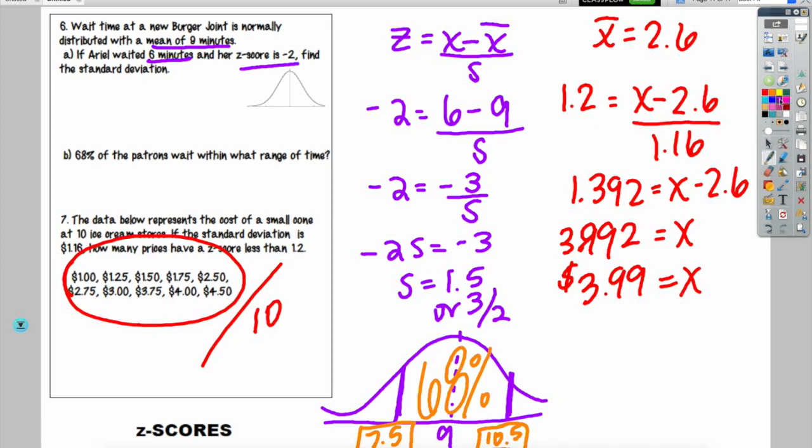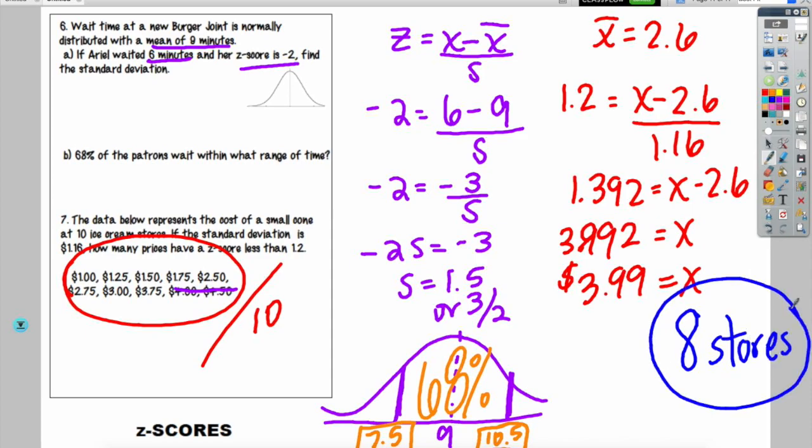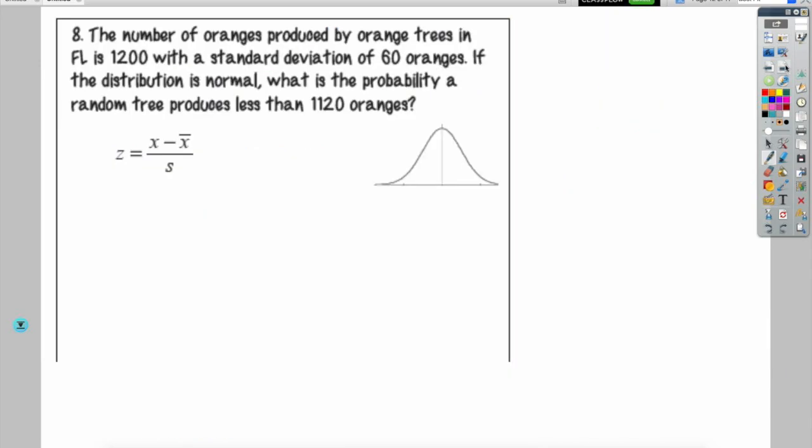So that basically did not include these first 2 stores or these last 2 stores. So how many is that? So your final answer for this problem was 8 stores. Questions? That is using the z-score to help you solve problems. Okay? Let's go a little bit deeper.